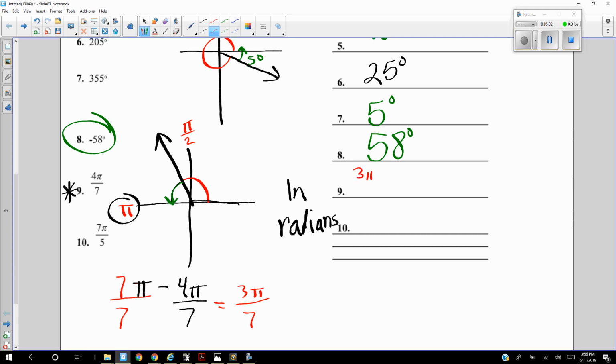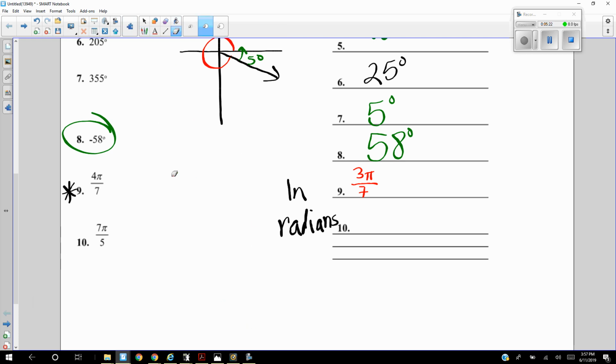Some of you may sometimes convert this to degrees, find the reference angle, convert it back. That wouldn't work on number 9 because when you convert this to degrees, it's an ugly decimal that you'd end up having to round. So this one you really do have to solve the way that I just showed on number 9. Number 10, 7 pi over 5. That's the same thing as 1 and 2/5 pi. So that means it's going to be in quadrant number 3.